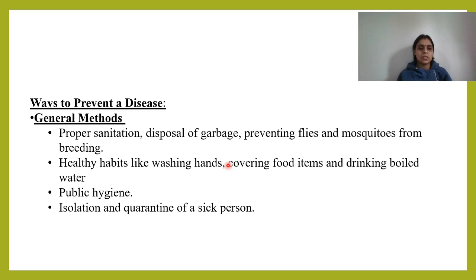Coming to ways to prevent a disease. There are two ways, general methods and specific methods. General methods to prevent a disease are proper sanitation, proper disposal of garbage, preventing flies and mosquitoes from breeding, and healthy habits like washing hands, covering food items, and drinking boiled water, and ensuring public hygiene, and isolation and quarantine of a sick person. These are the general methods we have to follow.